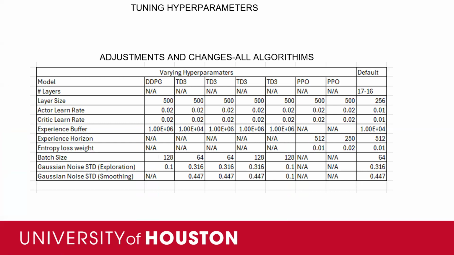So from here, we tried tuning the hyperparameters. We had a working DDPG. We wanted to get the other algorithms to work. And as you can see, we focused a little bit more on the TD3 because it's so similar to the DDPG. What we tried doing, we adjusted the width of the network, and we adjusted the hyperparameters a little bit at a time.